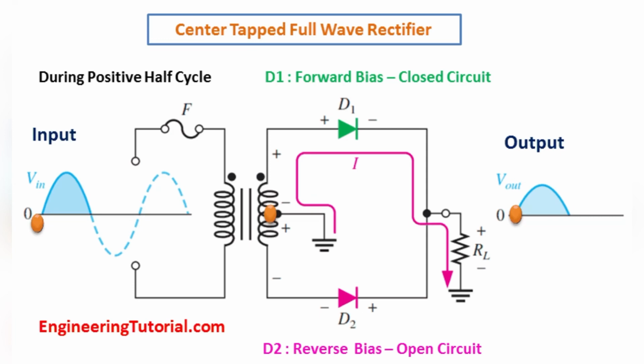Then, in the negative half cycle, diode D2 becomes forward biased and diode D1 becomes reverse biased, which means the current flows through diode D2 and diode D1 restricts the flow of current, and the output wave is now given by diode D2. The full-wave rectifier gives a pulsating DC output in both half cycles. In the positive half cycle, it is given through diode D1, and in the negative half cycle, it is given through diode D2. Let's take an example of a conveyor belt.